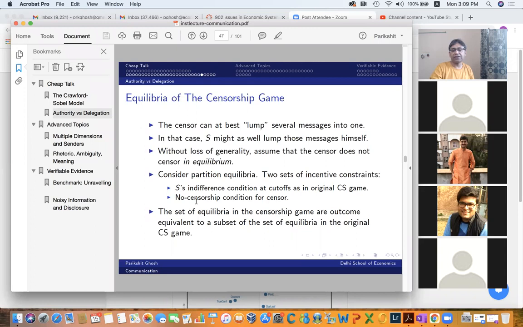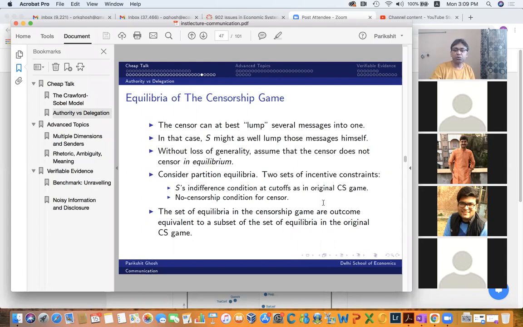And the second thing that we can impose is the no censorship condition, that the censor will not, in equilibrium, want to lump any of the messages of the sender, right? That condition can be imposed without loss of generality, as I just said. Now, if we have these two sets of indifference conditions, incentive constraints, then what are the equilibria?